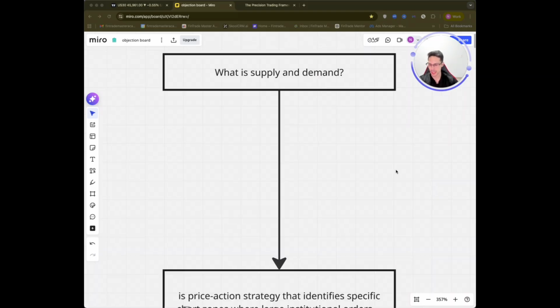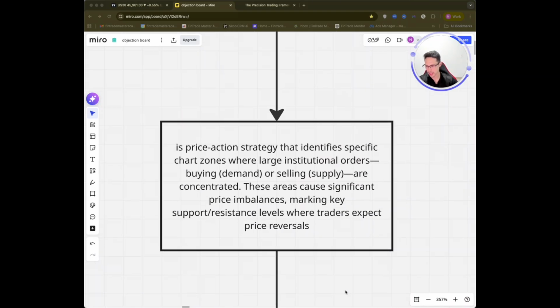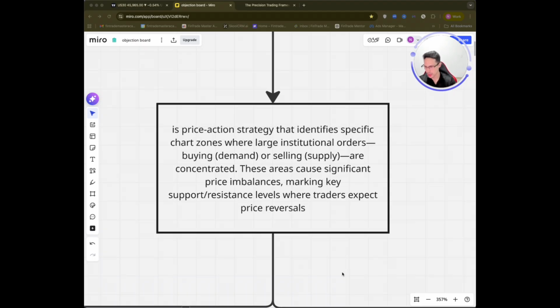So, what is supply and demand? Supply and demand is a price action strategy that identifies specific chart zones where large institutional orders, buying for demand, selling for supply, are concentrated. These areas cause significant price imbalances, marking key support and resistance levels where traders expect price reversals. That's the fancy definition.